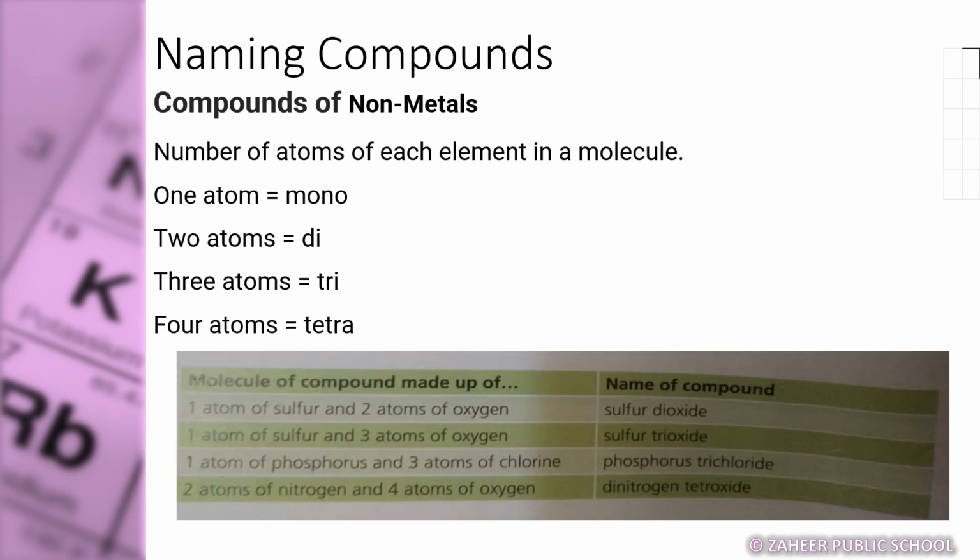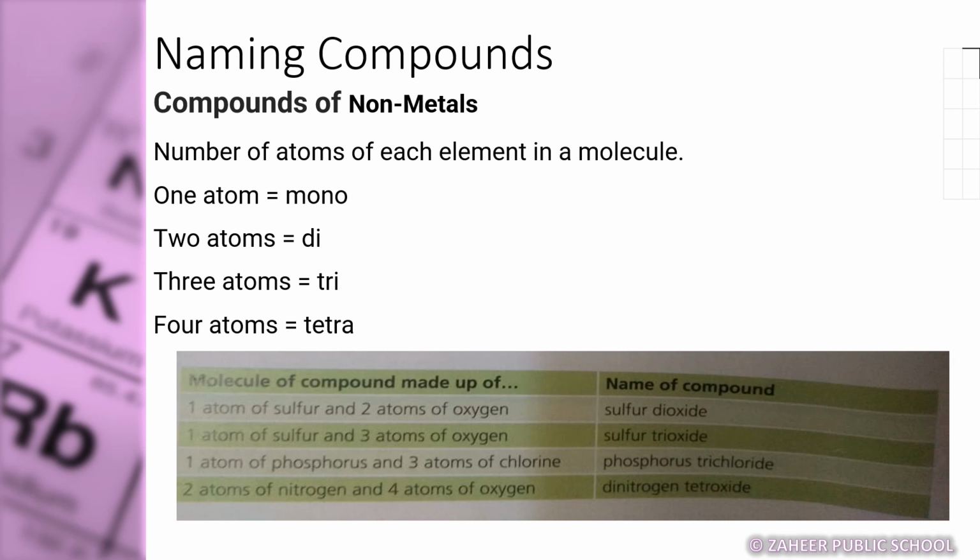To name the compounds which consist of non-metals only, you need to know the number of atoms of each element present in the molecule. If there is one atom, mono would be added, and for two atoms, di is added. For three, tri, and for four, tetra would be added. And the end of the name of the non-metal would be changed to -ide, IDE. So let's take the examples.